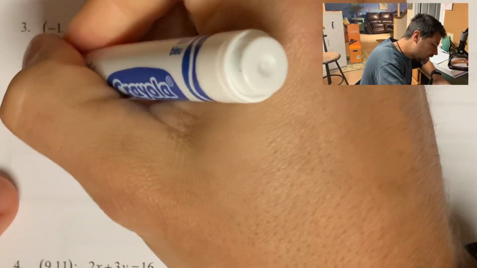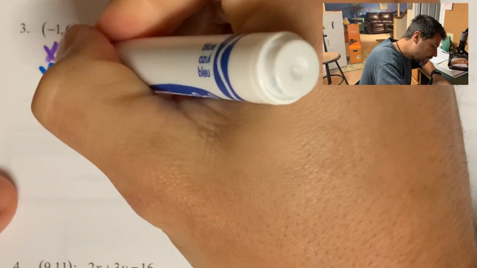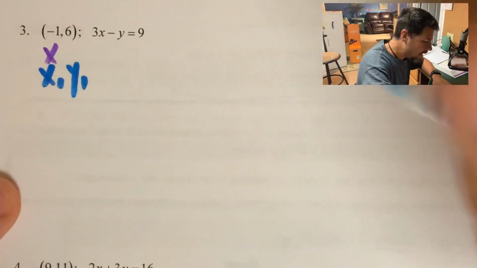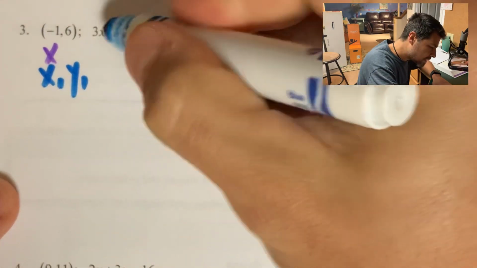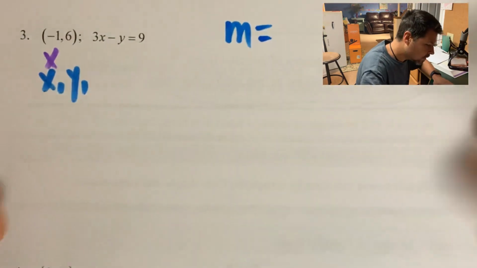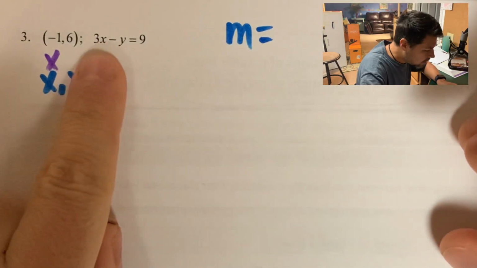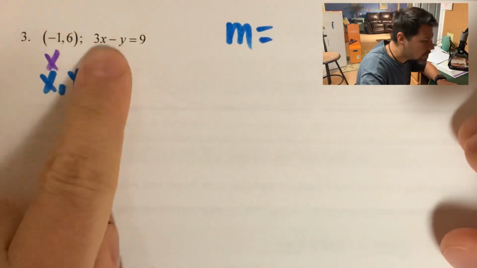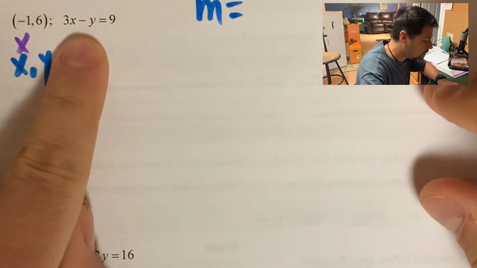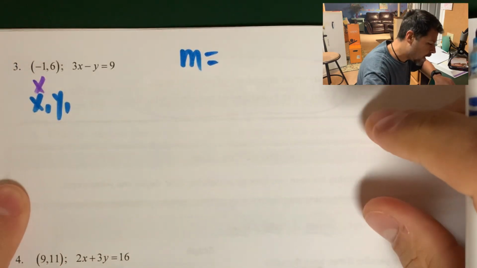All right, they gave us -1, 6, so we'll call this x1, y1. Got to figure out what is the slope of this line. That's what we care about. The slope of this line. Now, I don't have y equals mx plus b. That's the best way to figure out what the slope is of this line. So let's get y by itself.